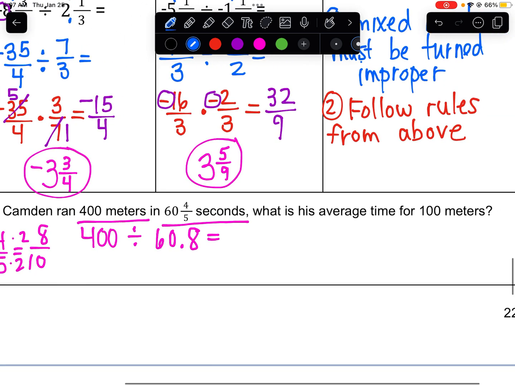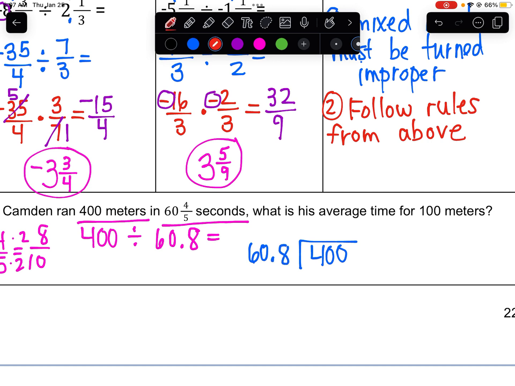So when I do that, first number goes in the box, 6 and 8/10 goes on the outside. This one gets a little tricky. When I move this decimal in, there's no decimal in 400, but I can put one at the very end and go 1 over, pull it up, and I just gotta make sure I add a 0 there. So I'm dividing by some pretty big numbers. 608 doesn't go into 4, it doesn't go into 40, it doesn't go into 400, but it can go into 4,000. You might have to do some guessing and checking. It goes in 6 times.